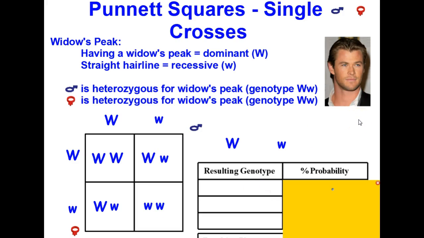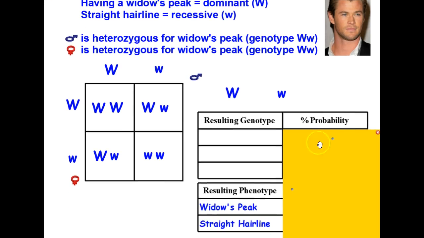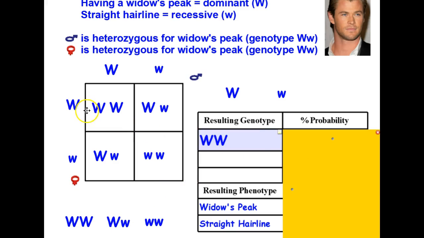Now filling in our genotypes, you would end up with a 25% chance, a 1 out of 4 chance, of being big W, big W. You can see that we have 2 out of 4 chances of getting a big W, little w.